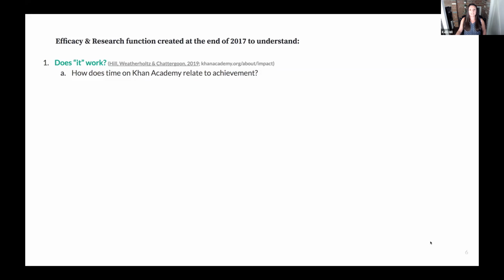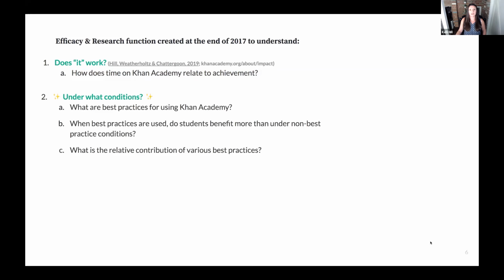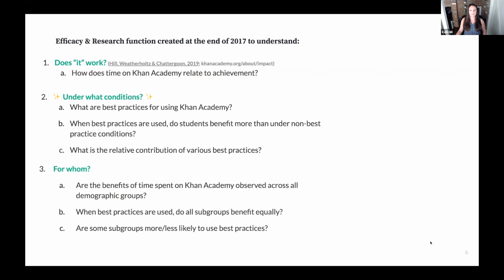But what we're going to focus on today is really this next part, under what conditions. What we're learning from our time-focused analyses is that how you spend your time on Khan Academy really matters. And our plans are to further expand this work, and we're going to be talking about more of that with you today. And then finally, we want to understand for whom. When students are spending their time on Khan Academy or when they're using it in certain ways, we always consider for whom, to ensure that all learners are benefiting from using Khan Academy.